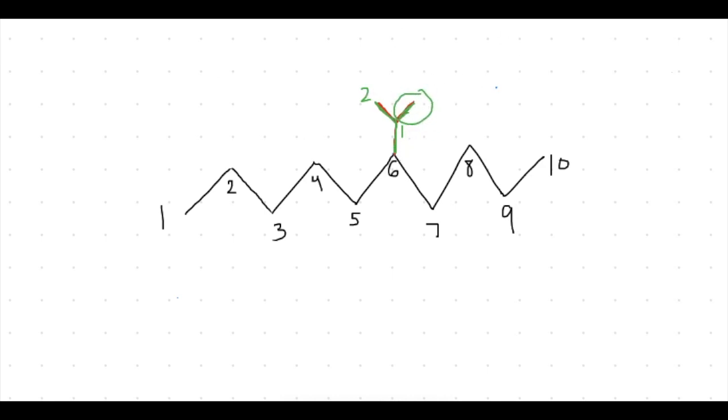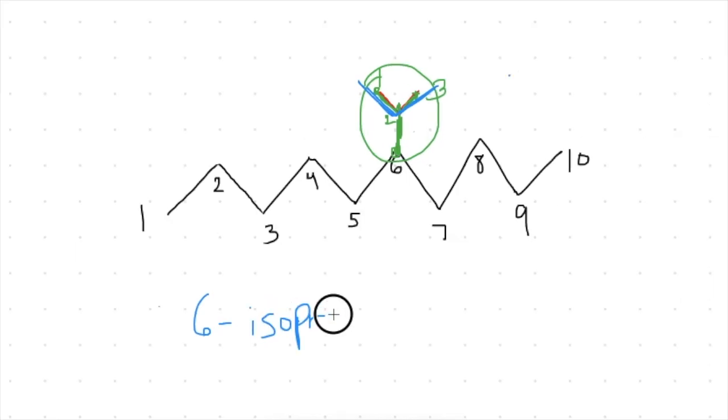So let's start with this one first. This is actually called an isopropyl group because it has 3 carbons. This end is not considered part of your substituent, it's on the main chain. It's just these 3 carbons that are actually making up the isopropyl. So this would be called 6-isopropyldecane.